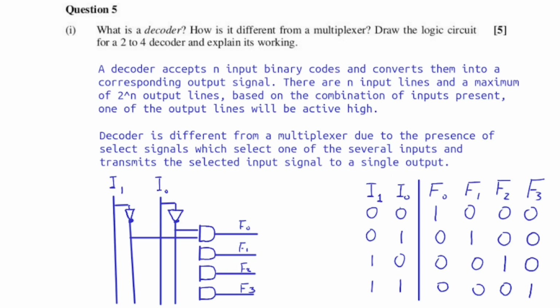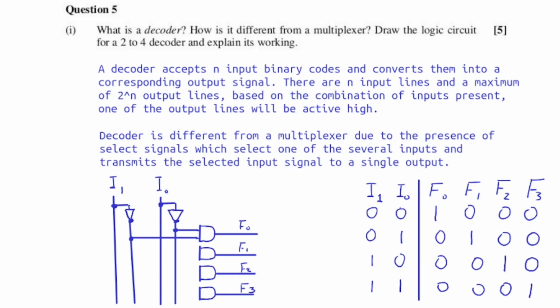So if you notice now, let me make a thick dot over here to indicate that this is connected, and similarly we'll make a thick dot over here also. So when this is 0, the inverted line will become 1, so we'll get 1 over here. Similarly, when I1 is 0, the inverted line will contain 1, we'll get 1 over here, and 1.1 is 1. So F0 will be 1 only when this is 0 and this is 0.